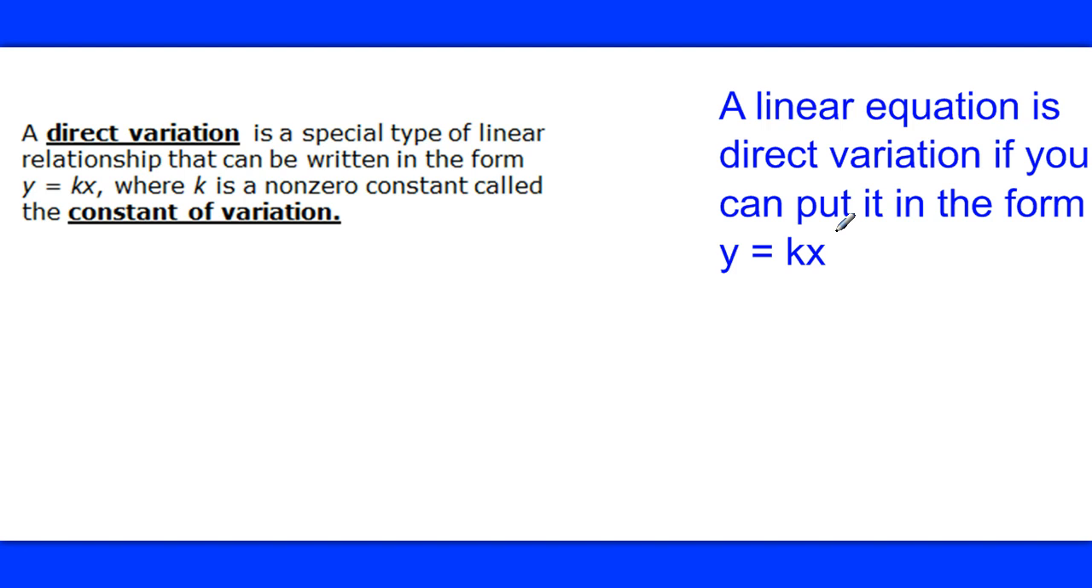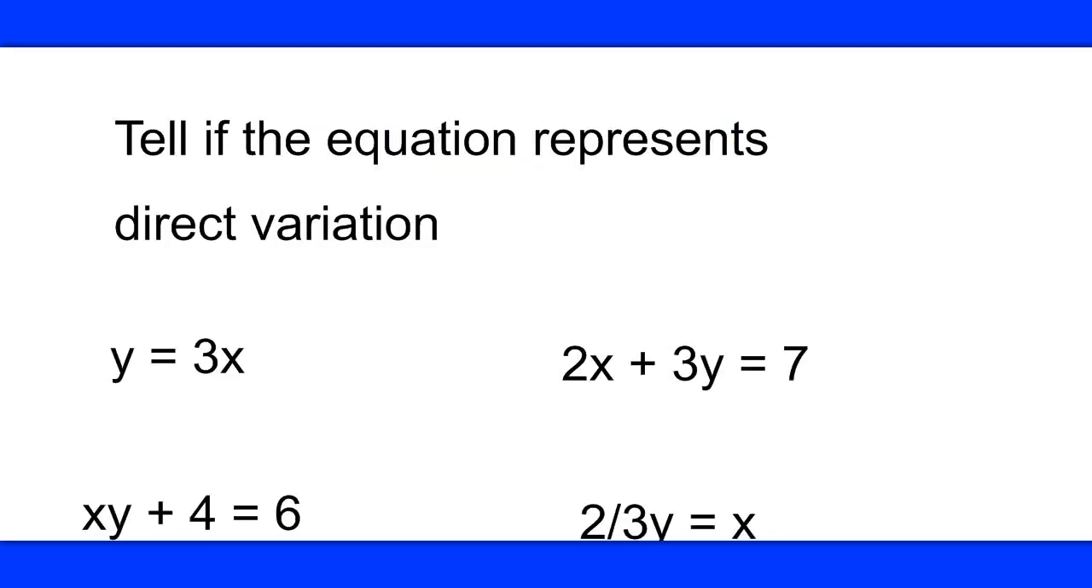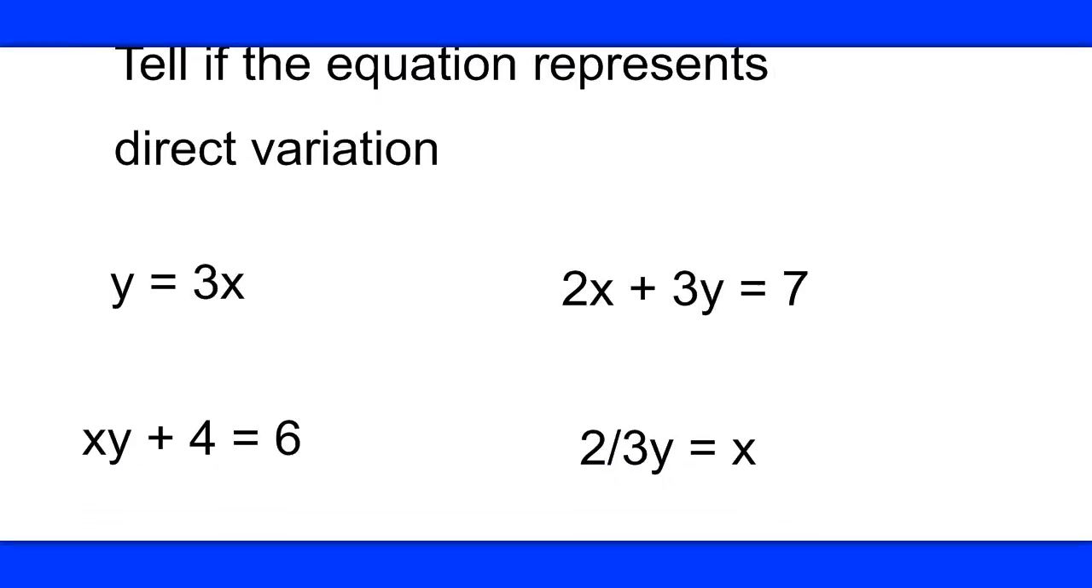So you can tell that a linear equation is direct variation if you can put it in this format right here. If you can take it and rearrange it so it's in that format, then that's one way to tell that it is direct variation. Let's look at these and tell. Again, what we're looking for is y is equal to kx.